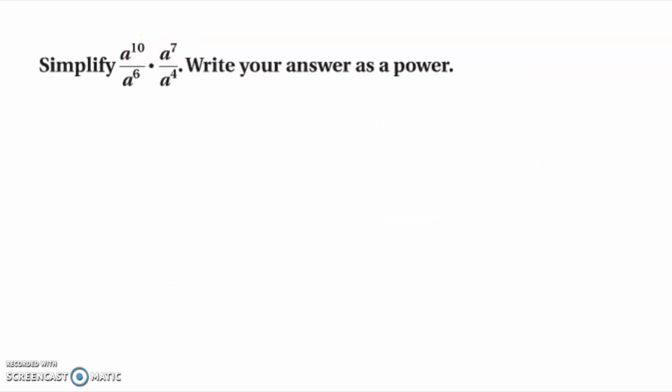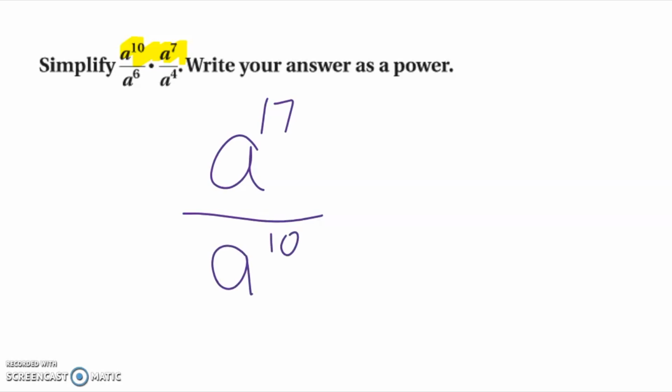Okay, our next example, again, continuing to make it a little more complicated. So we're multiplying two division problems. So think about these like two fractions. We would multiply the numerators straight across. So in our numerator, we would end up with a to the 17th divided by a to the 10th. Then we would follow our division rule and we would subtract 17 minus 10, gives us a to the 7th power.